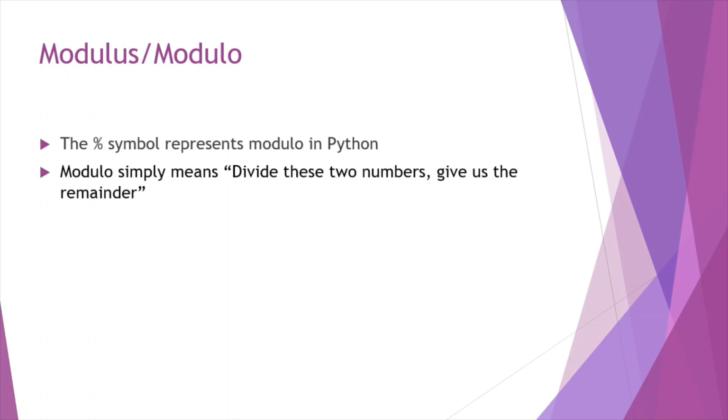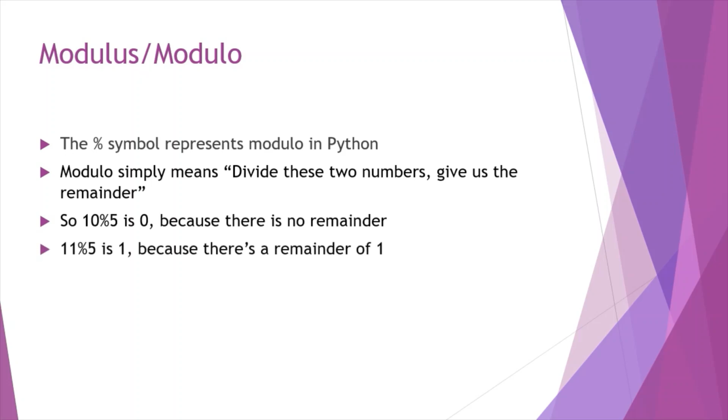So one of the things I wanted to go through with you guys was the Modulo function in Python. It's represented by a % symbol, and it simply means divide these two numbers and then give us the remainder. This will come up quite a bit in the exam as well, so they do try and catch you out with this, so do remember this. So 10 modulo 5 is 0 because there is no remainder, and 11 modulo 5 is 1 because of the remainder of 1.